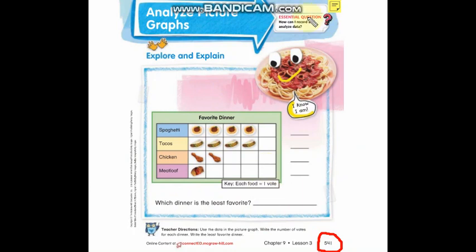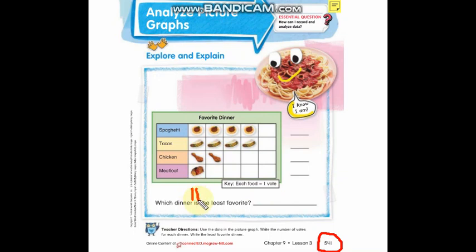So what we are going to do now is count how many people voted. Everyone listen carefully. As I said to you, each food equals 1 vote. If you want to know how many people voted for their favorite dinner, you need to count the pictures of the food. Let's count together. 1, 2, 3, 4, 5, 6, 7, 8, 9, 10, 11. So everyone, 11 people voted for their favorite dinner.